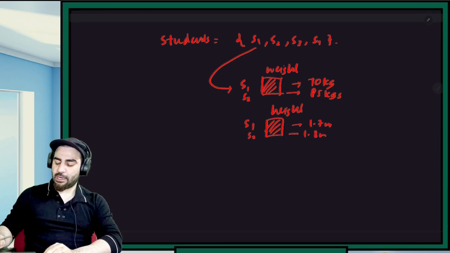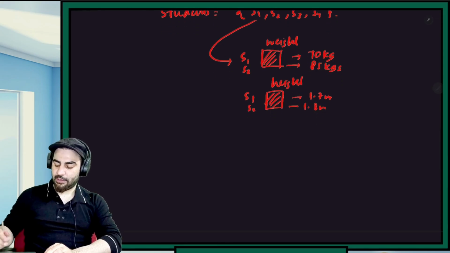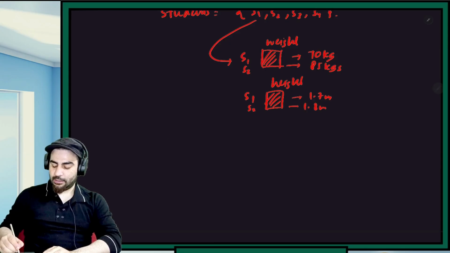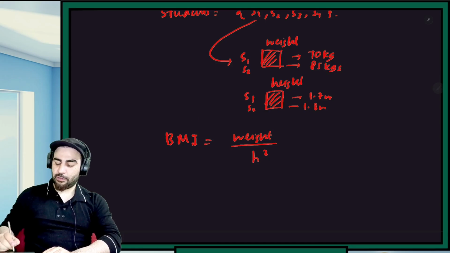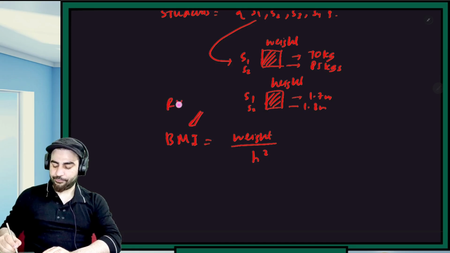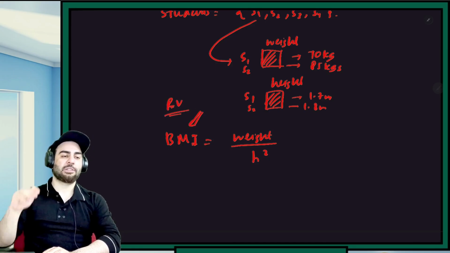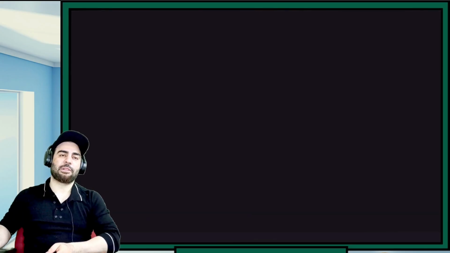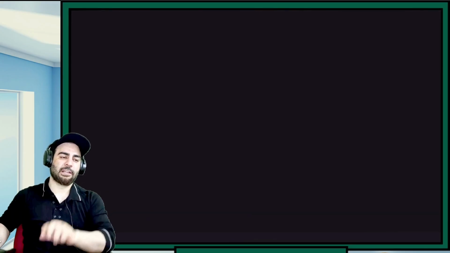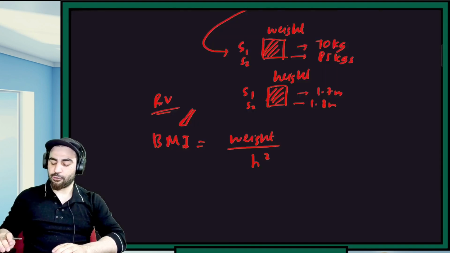Now these two functions can be clubbed together, and we can compute BMI from this. I don't know exactly how BMI is calculated, let's suppose it is weight divided by height square or something of this sort. Now this also is a random variable, because this is a function also. So if you have some random variables and make a function out of them, that function is also a random variable.